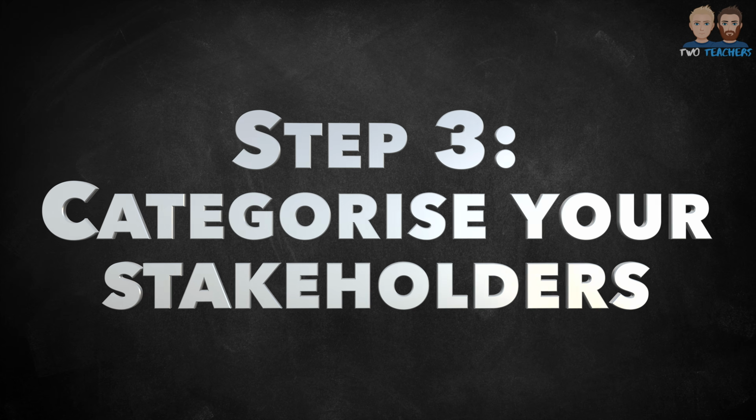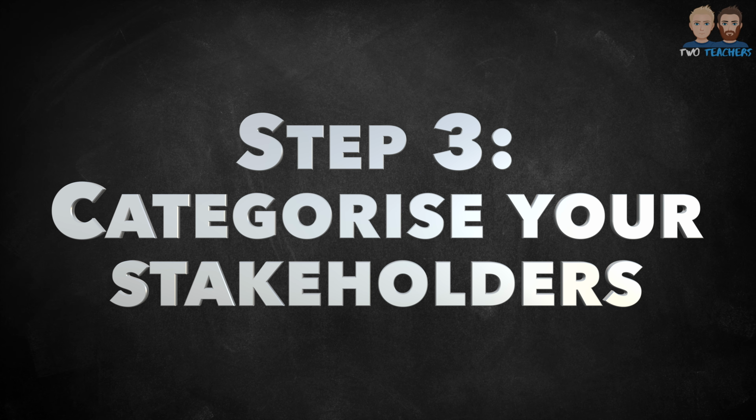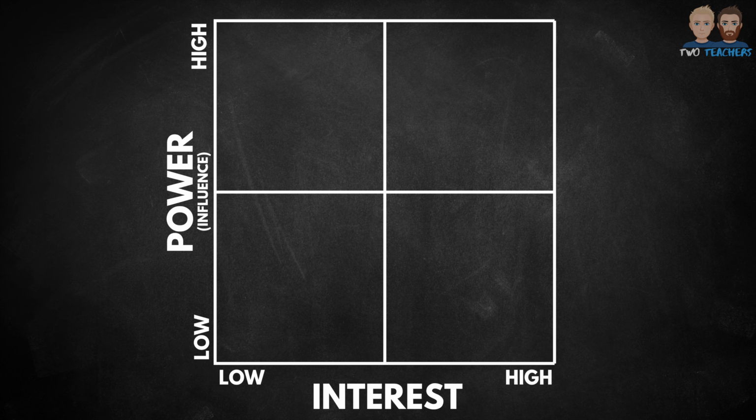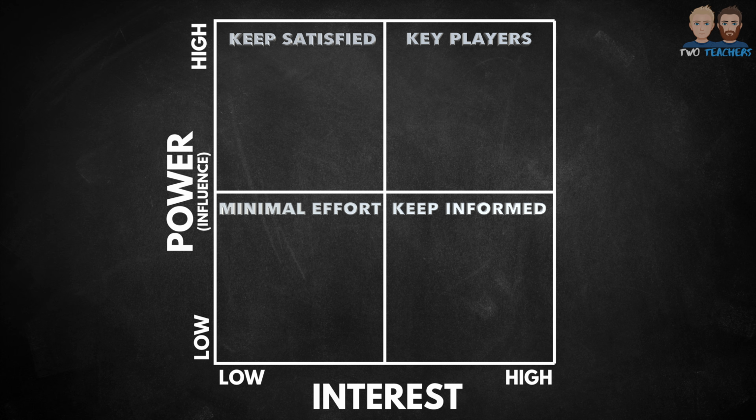Now it's time for the 3rd step, which requires you to categorize your stakeholders using a 2x2 matrix. This is where you sort everyone into one of 4 categories based on their level of interest and influence. These 4 categories are key players, keep informed, keep satisfied, and minimal effort. The key players are stakeholders with high influence and high interest. They care about the outcome and have the power to shape decisions, so you'll need to keep them closely involved through regular updates and collaboration.